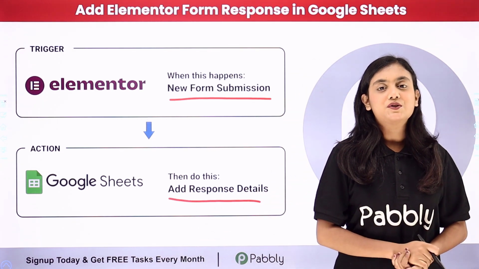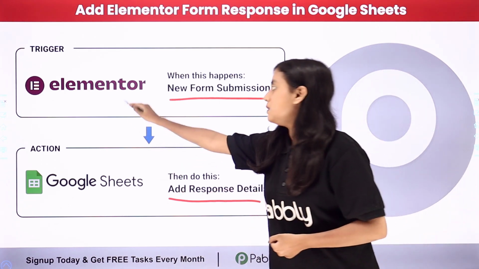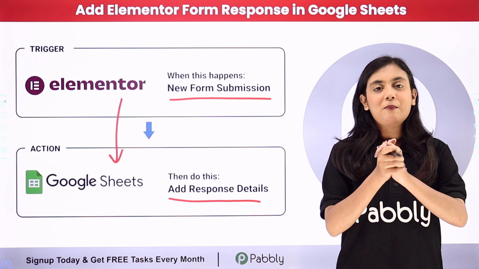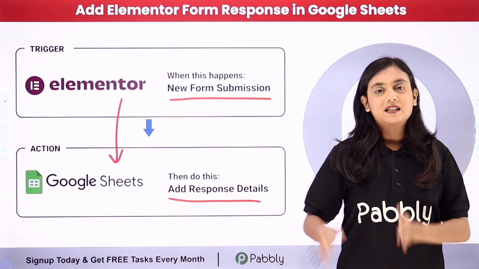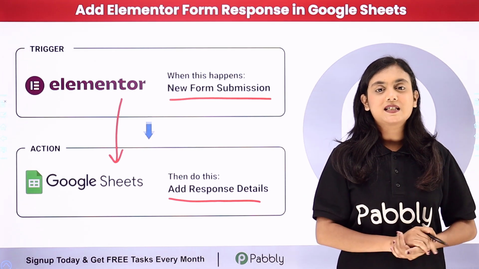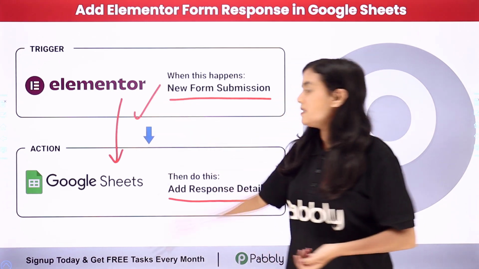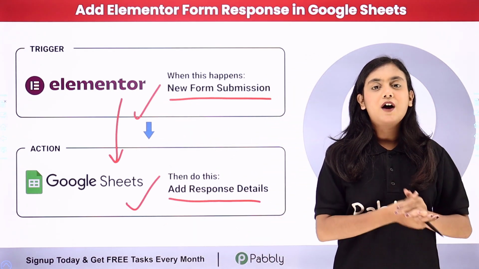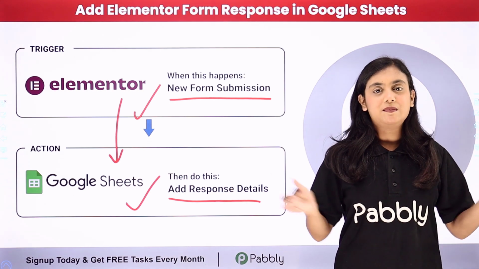For that, what we are going to do is we're going to simply create an automation between Elementor and Google Sheets with the help of Pabbly Connect. Pabbly Connect runs on two concepts, that is trigger and action. In this process, my trigger application is going to be Elementor and my action application is going to be Google Sheets. So if you want to learn how to do this amazing automation, then let me take you all to my screen.